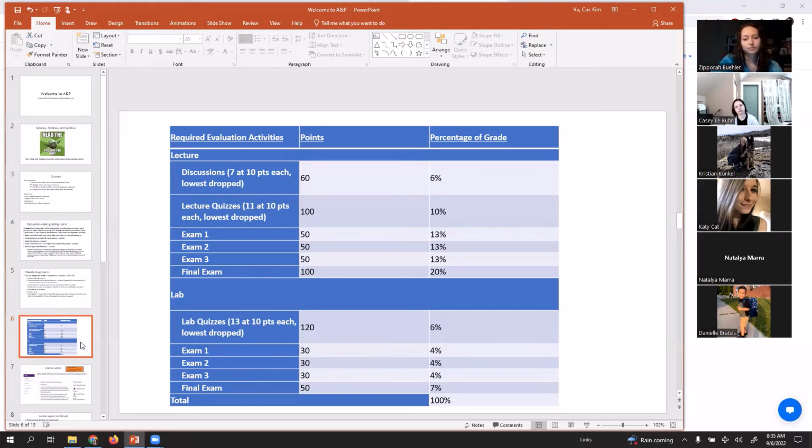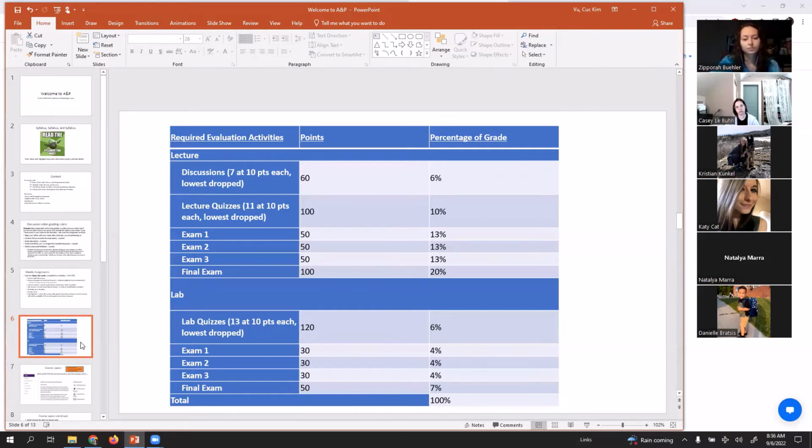For the lecture quizzes, you have 11, and I will also be dropping the lowest one, as well as for your lab quizzes. You have 13, I drop the lowest one. But do save them in case you get sick one week or something happens. You can see that the quizzes, both lecture and lab, are worth very little percentage. Each quiz is probably 1% or less. They're low stakes so that you can feel more comfortable taking them and using them as a learning tool.